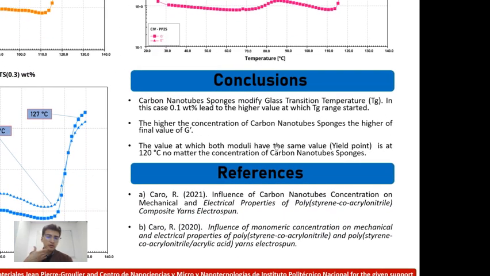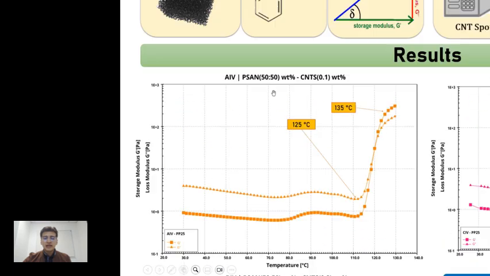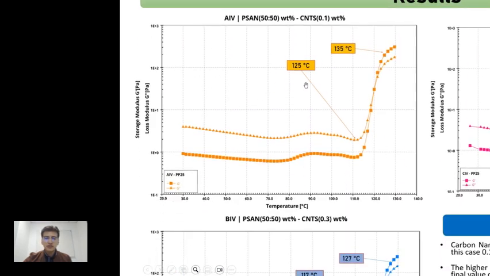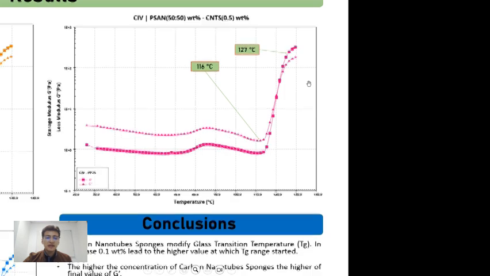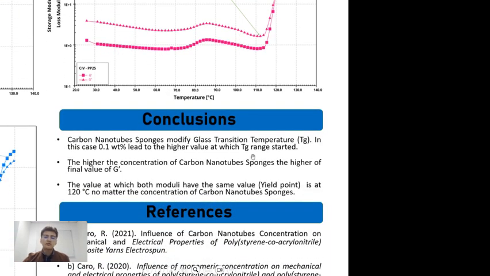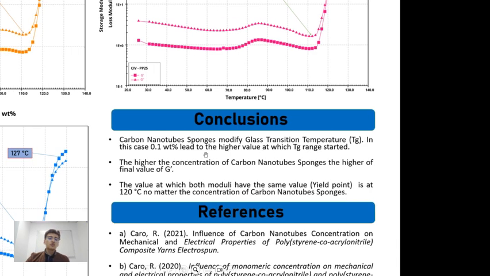And that leads to our conclusions. First of all, the carbon nanotube sponges modify the glass transition temperature, and in this case, 0.1 weight% led to the highest value, 125 C, at which the glass transition temperature range started. Another conclusion is that the higher the concentration of the carbon nanotube sponges, the higher the final value of G prime.